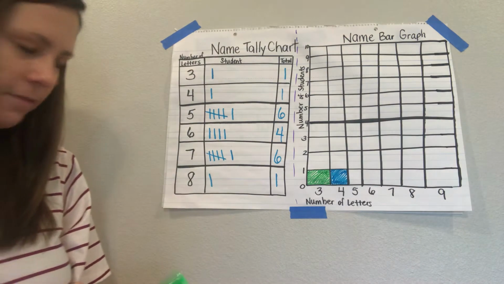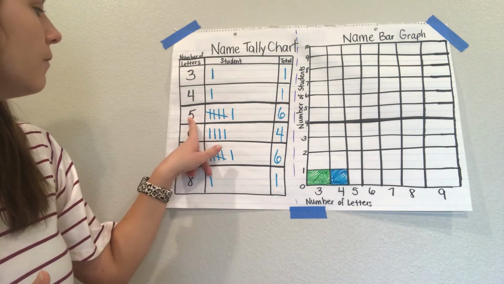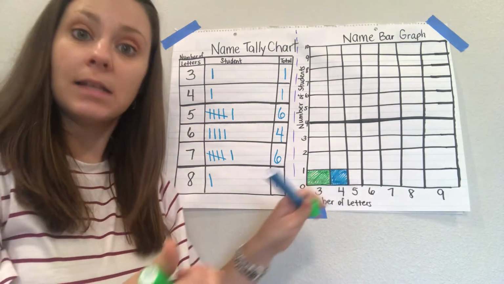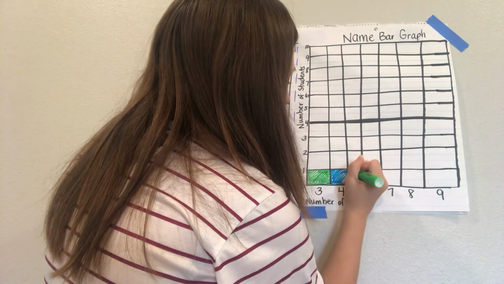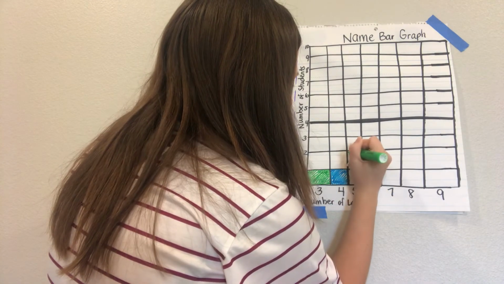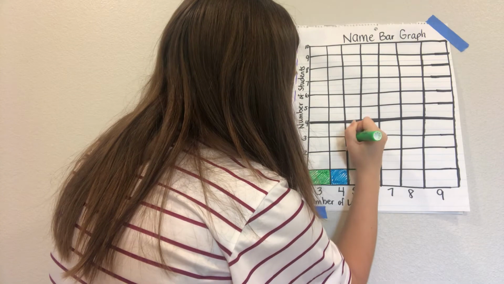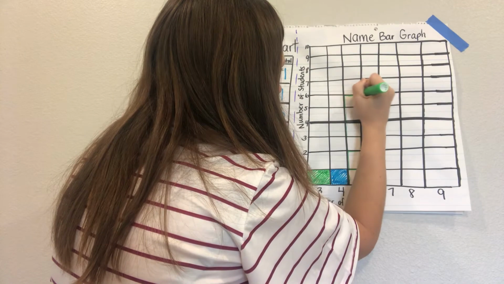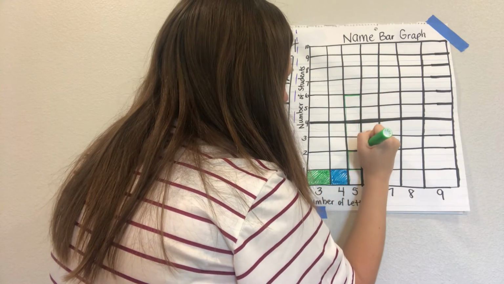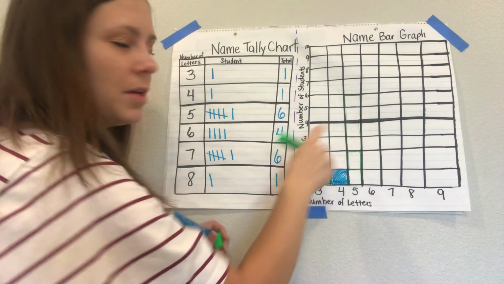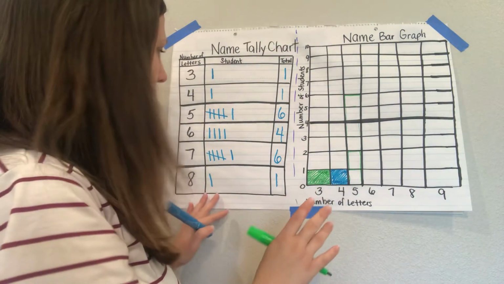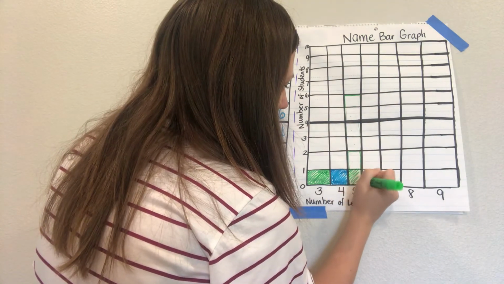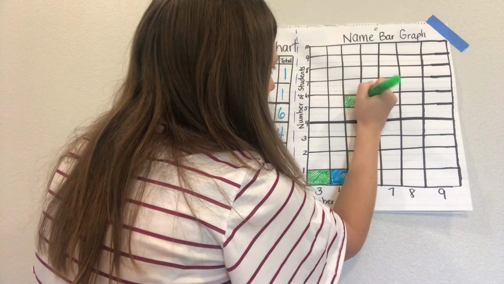All right, now for 5 letters. For 5 letters, there were 6 students that had 5 letters. So we're going to be coloring in 6 bars. So here's 1 bar, 2, 3, 4, 5, 6. So I need to color all the way up to here. That's what's nice about a bar graph. You can just count how many squares you need and color those in. So we need 6 total. 1, 2, 3, 4, 5, 6. So I'm going to color all the way to the top.